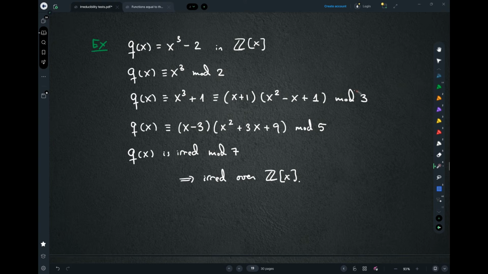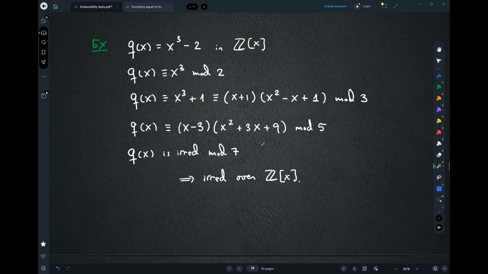How about modulo 3? If I reduce modulo 3, minus 2 is congruent to 1, and x cubed plus 1 has a factorization. So this is reducible, so I cannot use modulo 3 to prove irreducibility over the integers. How about modulo 5? It is also reducible. So I have to keep going, and then modulo 7, I can show there are no roots modulo 7, and therefore it is irreducible modulo 7.